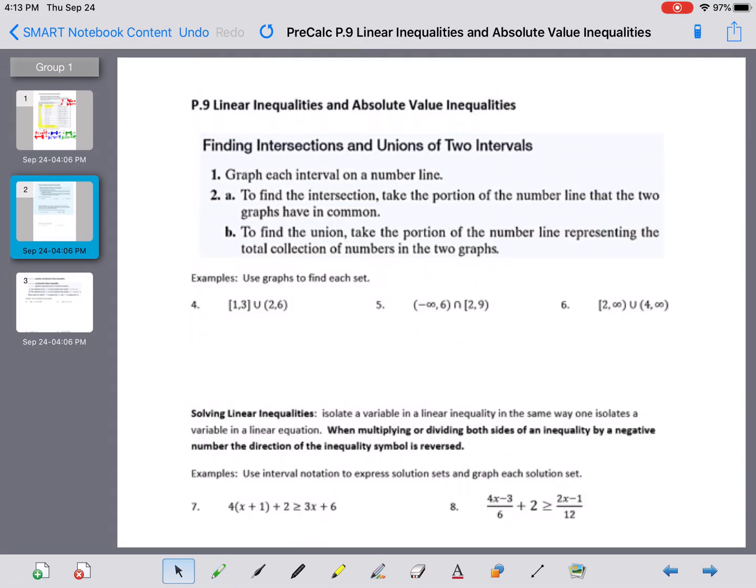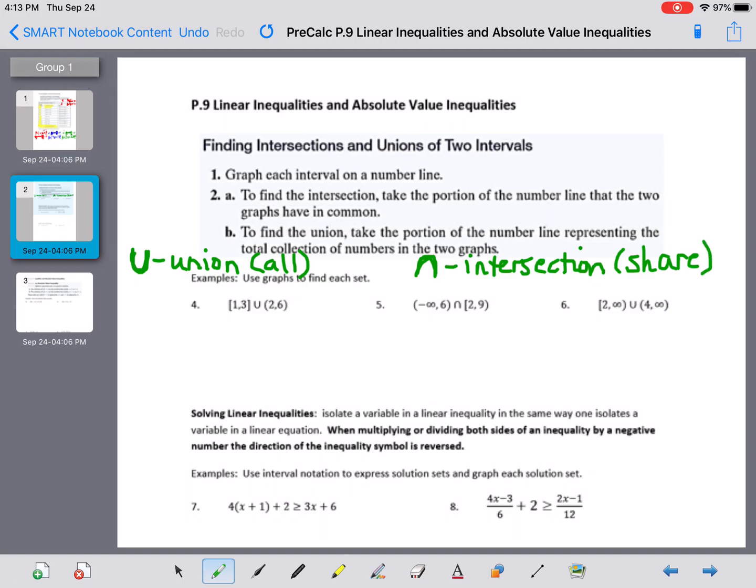Okay, so the first thing we're going to do here, once again, I'm not solving anything yet, but I'm just going to find intersections and unions of 2 intervals. A quick reminder from earlier in Chapter P: U is union, and that means all, everything involved, right? If it's the upside down U, this stands for the intersection, and that means what they share, okay?